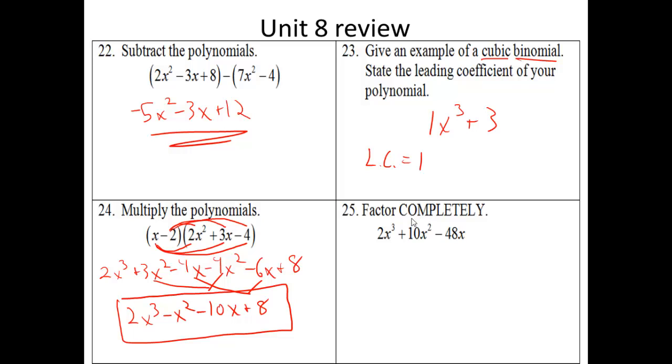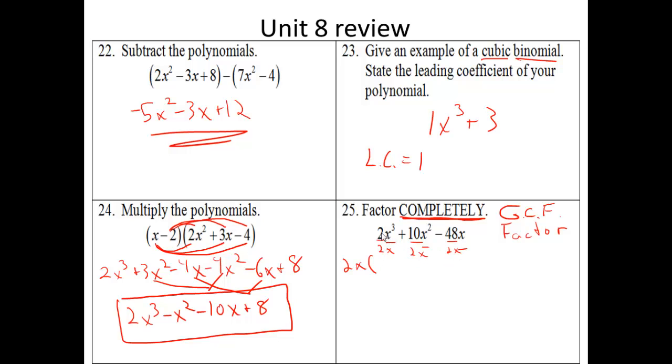Number 25, factor completely. So whenever it says factor completely, that's something to watch out for. We're probably going to have to take our greatest common factor, or GCF, and then factor. So now I'm going to look for my greatest common factor. It looks like I have a 2 here, a 2 here, a 2 here. I have an x here, an x there, an x there. So let me start with 2x. I'm going to divide each one by 2x.